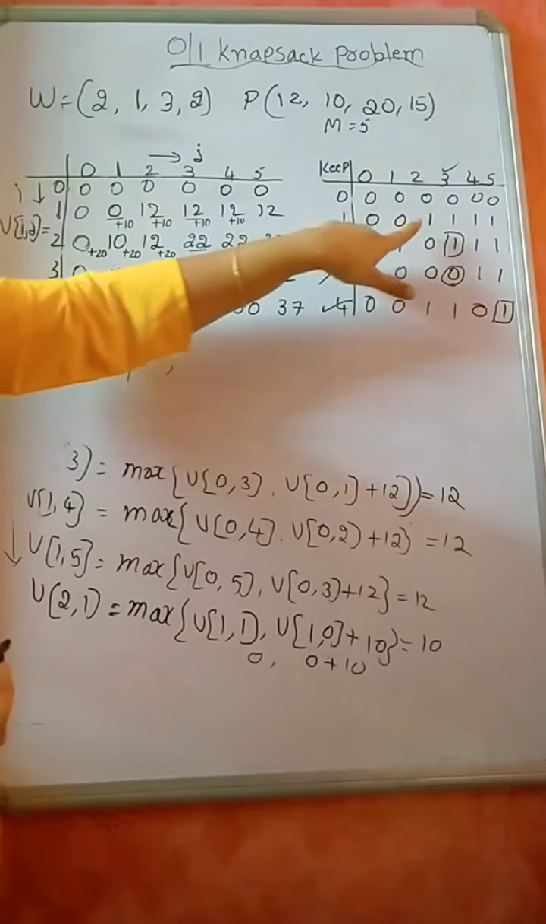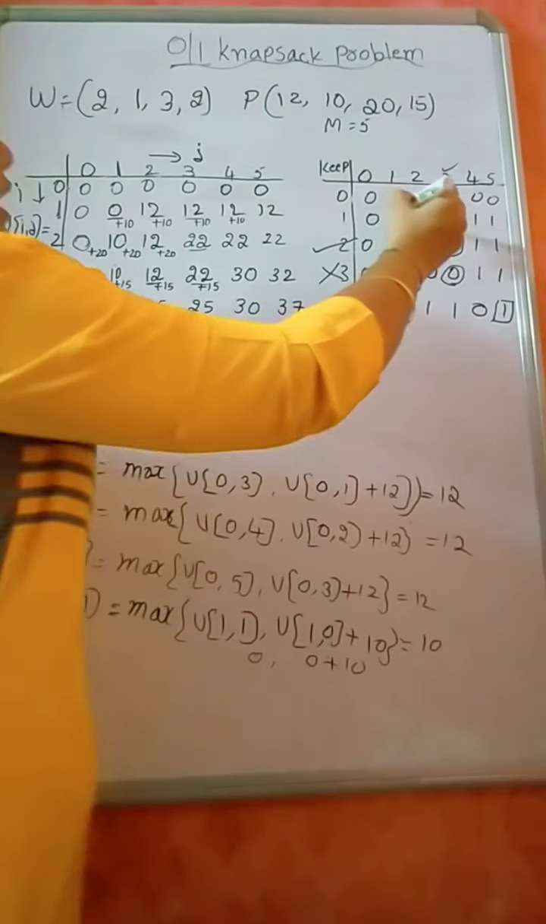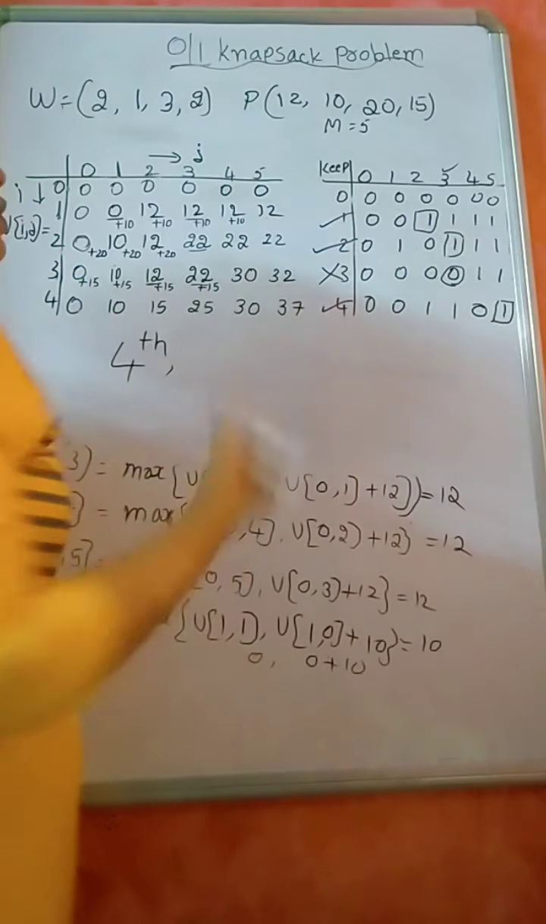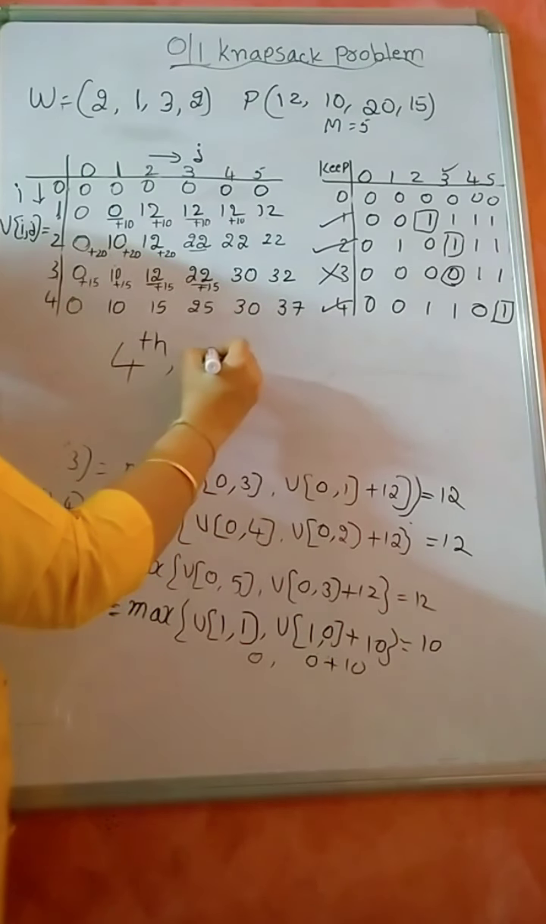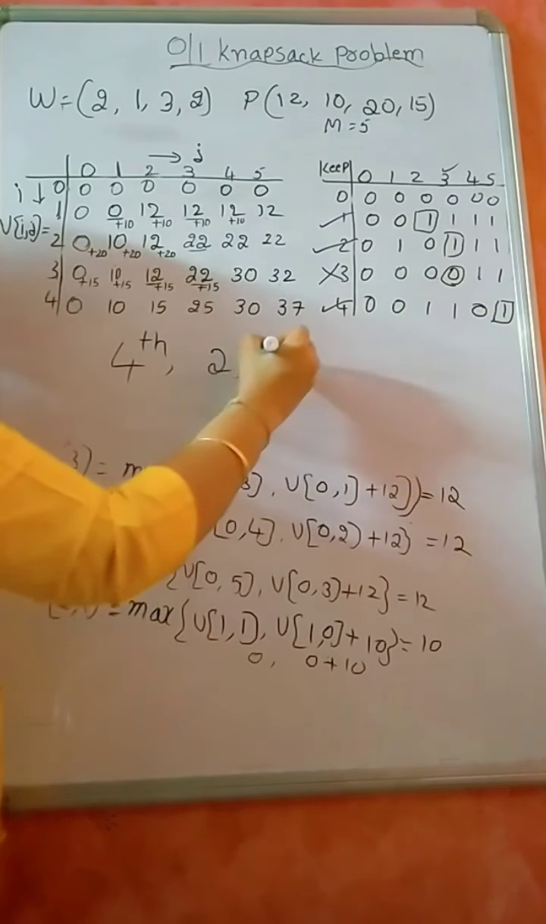2 and the first object. What is the entry you are having? 1. Means the first object is also selected. So which objects are you selecting? Fourth object, second object, first object.